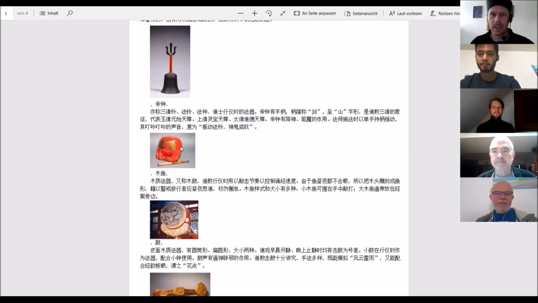The next on the list is the so-called mu yu, or woodfish. It's a very common and well-known instrument in the Western world. We use this for rhythmic drumming, for reciting the scriptures.